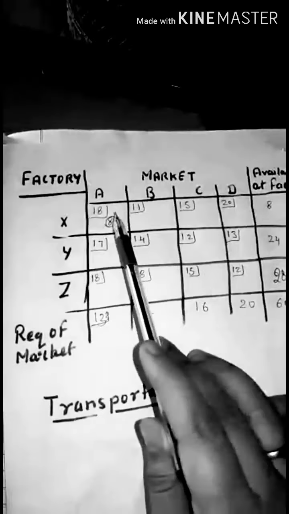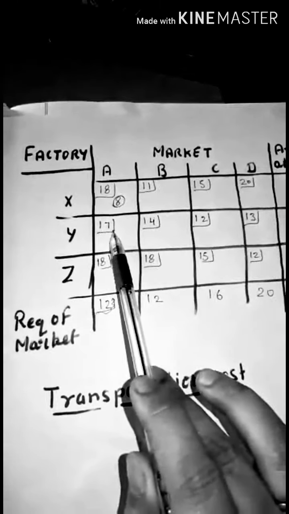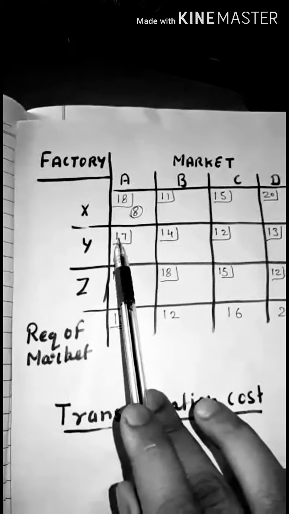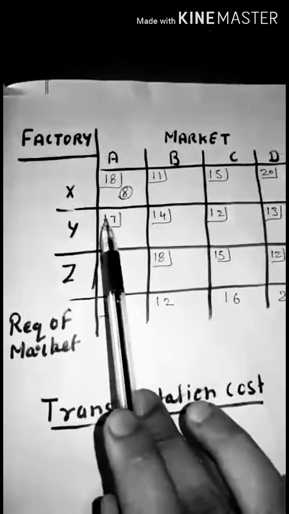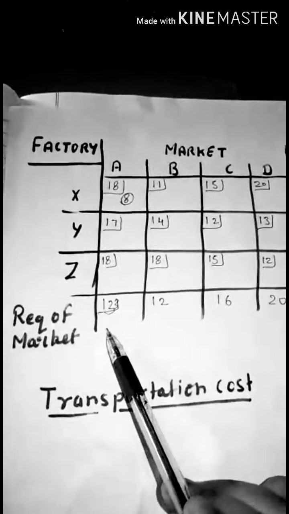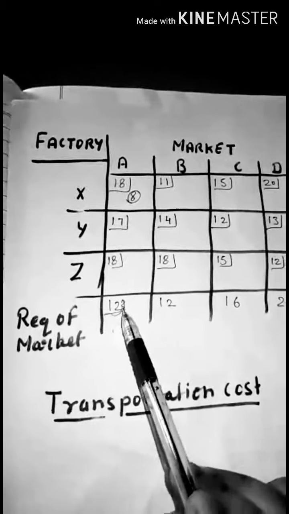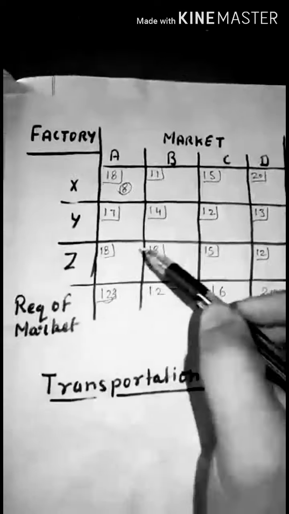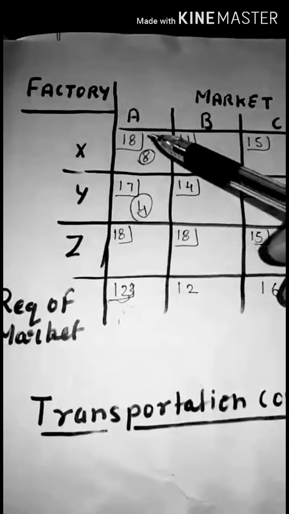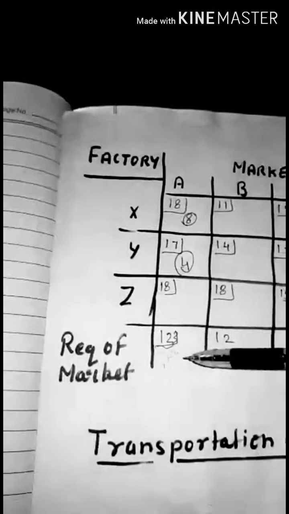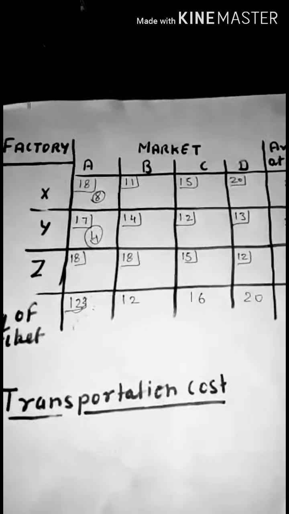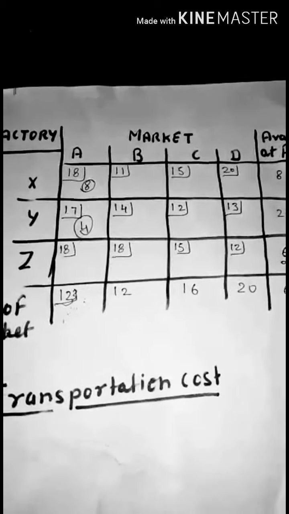Now we come to the next row from the left hand corner. This factory Y has total supply 24 and its demand remaining is 4. 12 minus 8 equals 4. Now we can give to this cell only 4 quantity. Now the requirement of market A has been fulfilled and the supply of factory X has been finished.